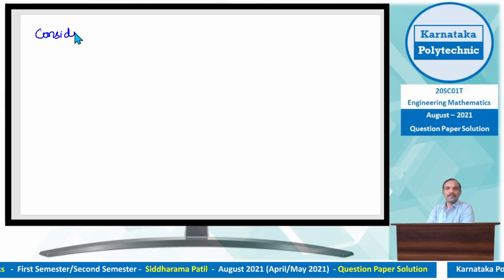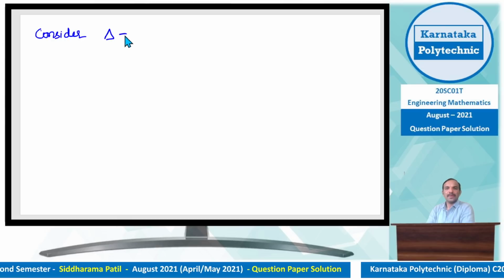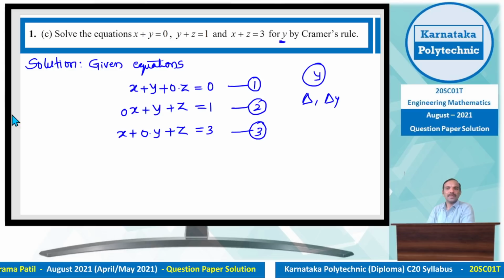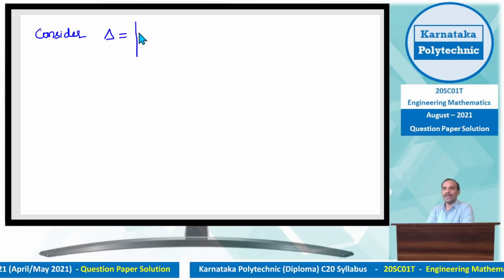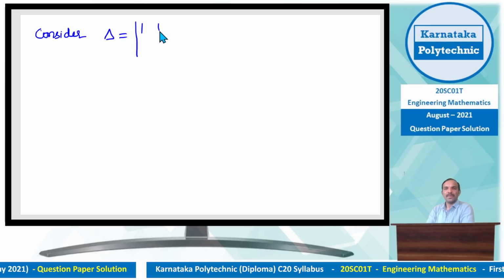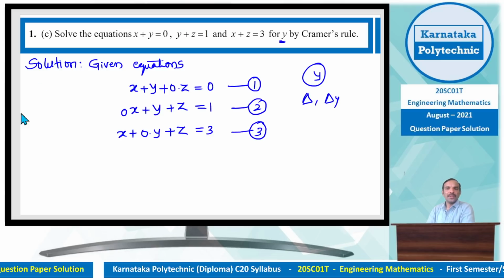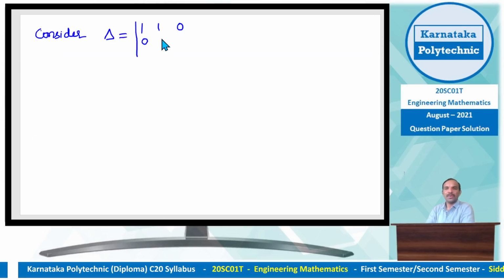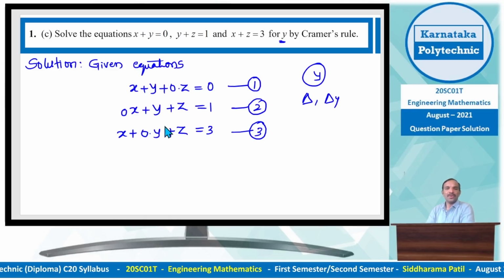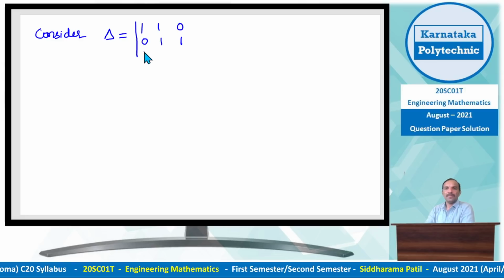Consider delta equal to determinant, that is 1 1 0, 1 1 0, 1 1 0, 1 1 0. Next, second row is 0 1 1, 0 1 1, 0 1 1, 0 1 1. Third row is 1 0 1, 1 0 1, 1 0 1.